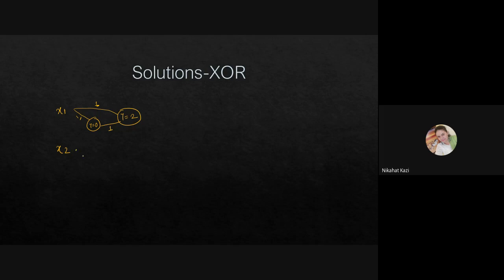Similarly, for x2, so this is x1, x2 bar. So it has to come from here. Just put arrows here.